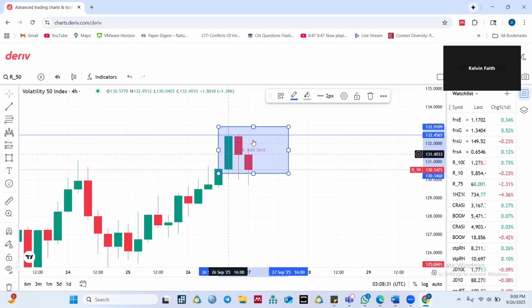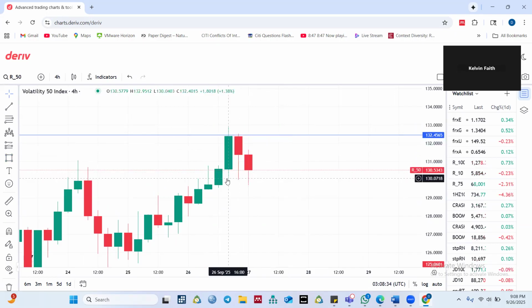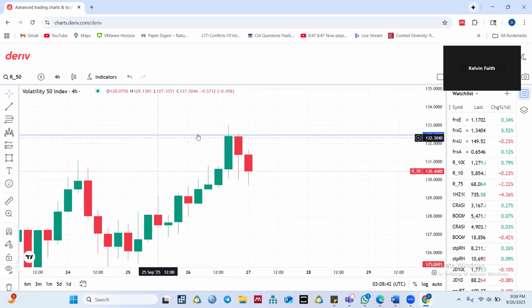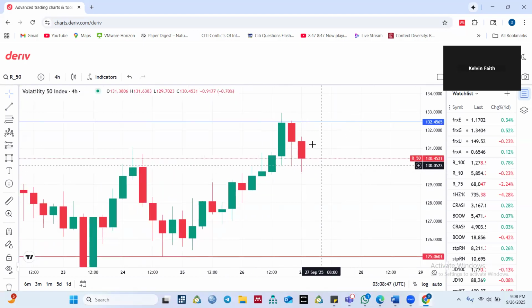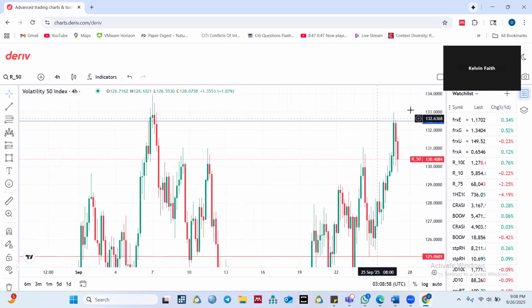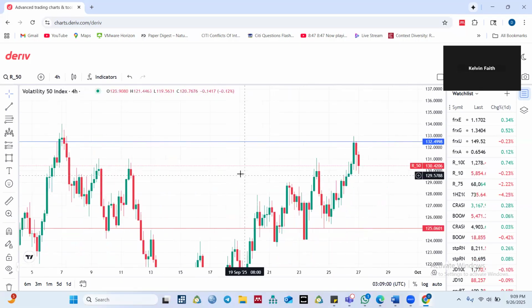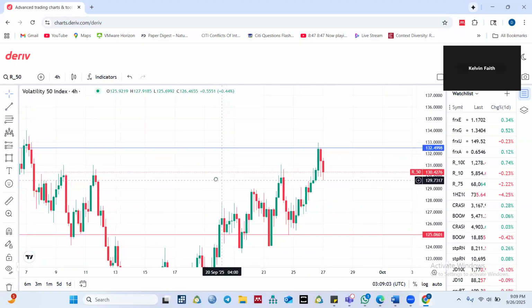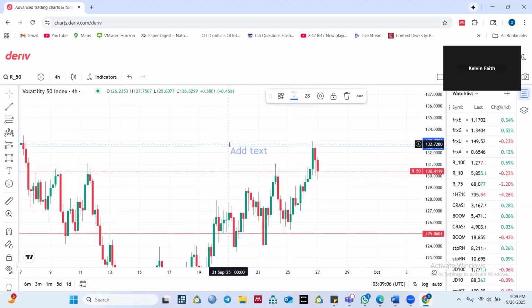So this pattern that is forming, like we have a high, a higher high, and then a lower high, a lower high. This pattern is like a reversal pattern below this support. So the other concept is that below the blue line are buyers.